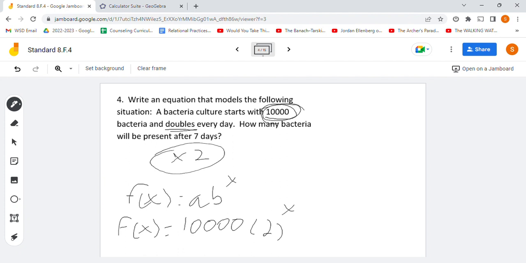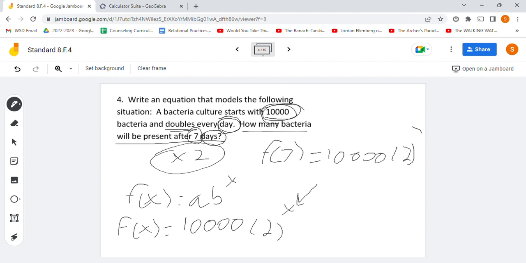We got that, and then it says how many bacteria will be present after 7 days. So we have to make sure that our units match. We have days, and it doubles every day, so we don't have to do any conversion with units. As those match up, we can just take this value of 7 and plug it in. Since we're working with days, that's going to be our value for x. So when we plug that in, we'll get f of 7. f of 7 equals 10,000 times 2 to the 7th power. And you can plug that into a calculator. When we finish that calculation, we get 1,280,000 bacteria after 7 days.